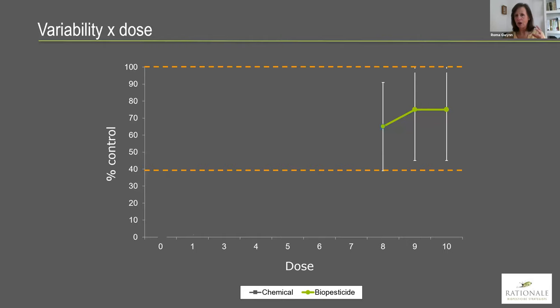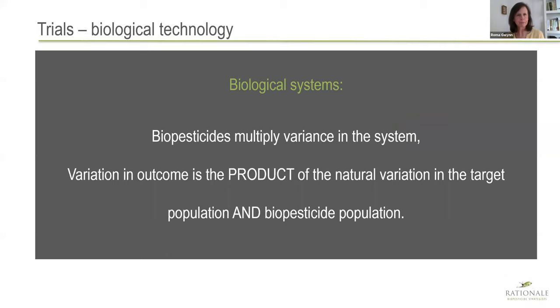And so what I want to go through today is, how can we reduce that data scatter? How can we design our trials to reduce that noise so that we can see really what's happening with our products and how our products are performing?